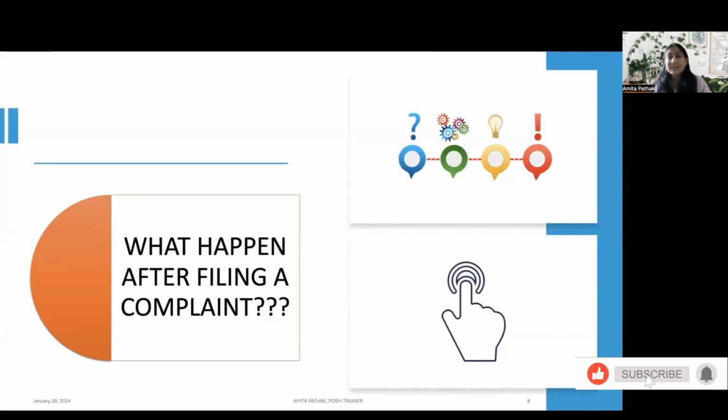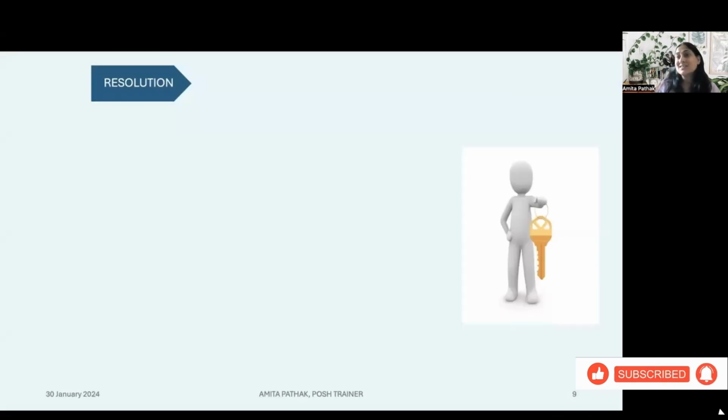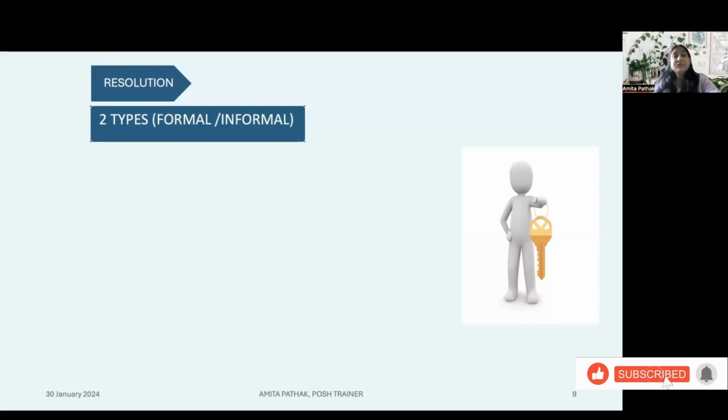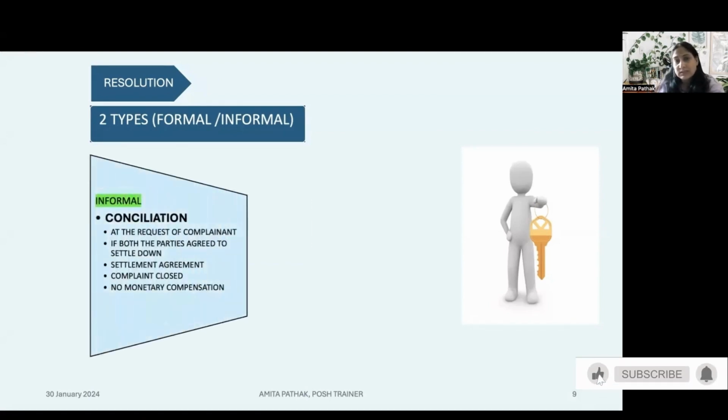Suppose a complaint is filed. Now, what's the next procedure? So let us understand what happens. What are the different ways we will resolve the complaint? How will we handle the case? Dear friends, the complaint can be resolved in two ways: formal or informal. If it is informal, the process of conciliation will occur at the request of the complainant. If both parties agree to settle, a settlement agreement will be made and the complaint will be closed. There is no monetary compensation given to the complainant.